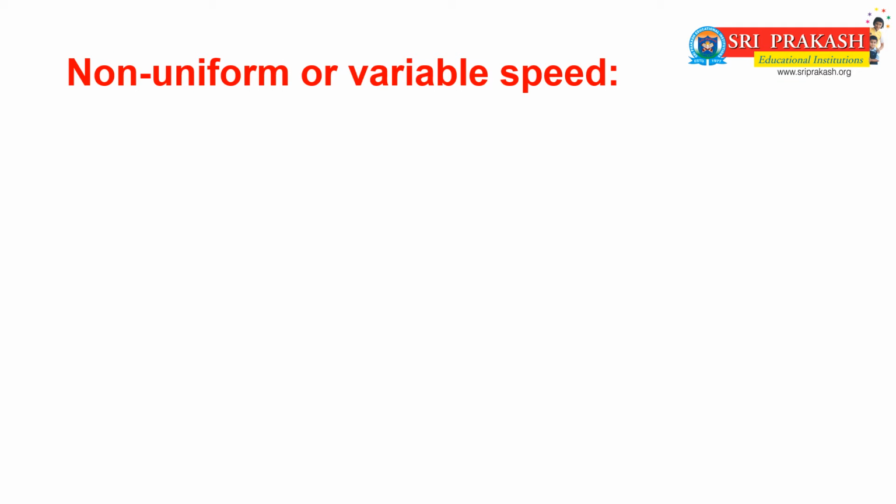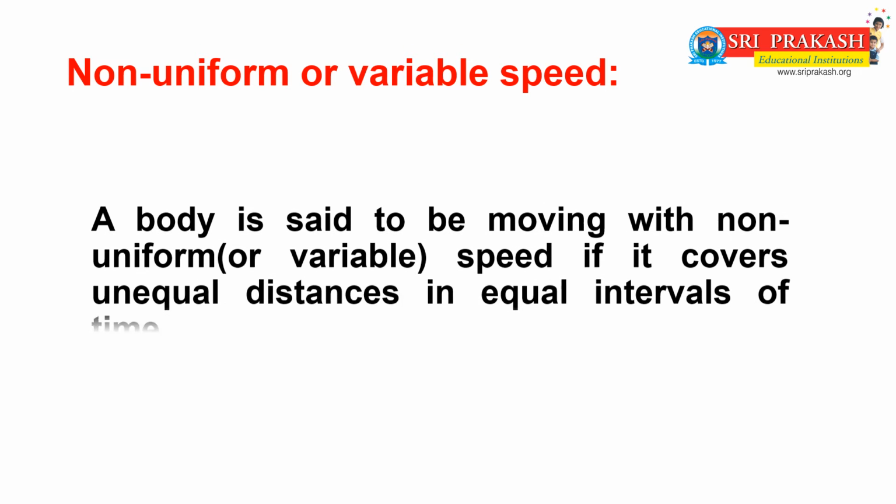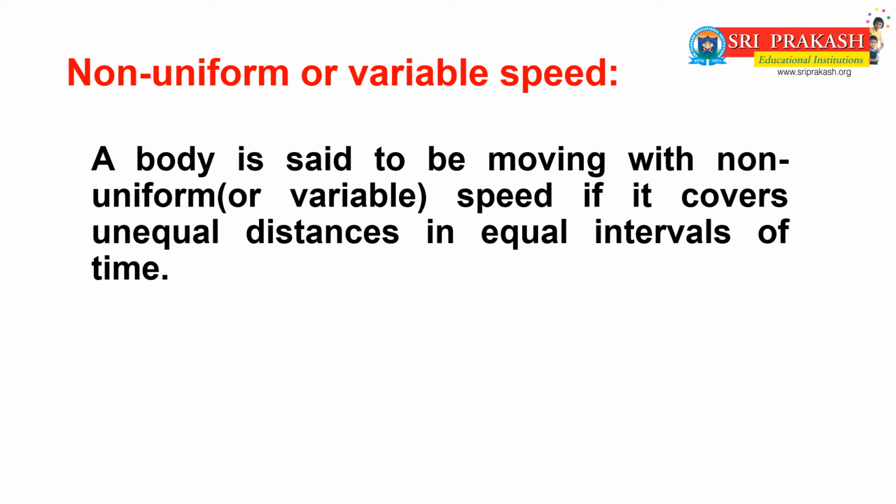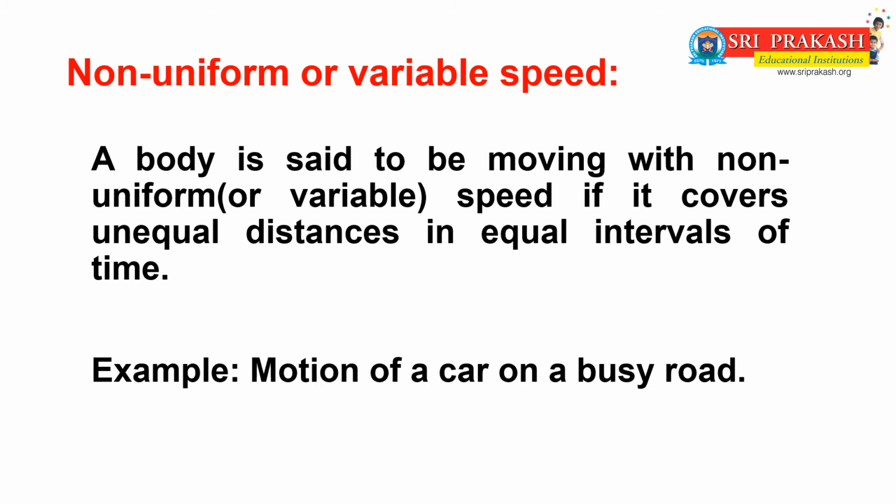Non-uniform or variable speed. A body is said to be moving with non-uniform or variable speed if it covers unequal distances in equal intervals of time. Example, motion of a car on a busy road. Shall we go for a ride in that car?